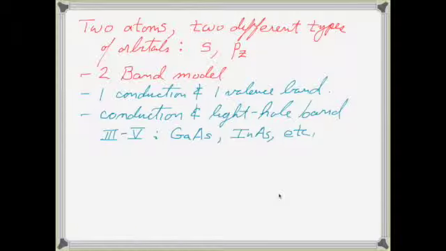Okay, so let's start drawing some pictures of what we're talking about. In each unit cell, I'm going to have two atoms, and they're different now. I'm going to have, say, an arsenic and an indium. Two atoms in my unit cell.